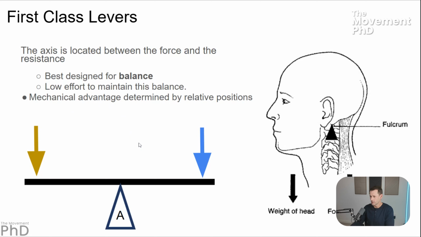Easy example of a first-class lever in the human body is the head. So in this case, the axis or the fulcrum is right behind the ear, and the force of muscle or the effort arm is your capital extensors, and the weight of the head is going to be the resistance. In this case, the mechanical advantage is slightly towards the weight of the head. So if you've been listening to my discussion here and you fell asleep, you probably noticed that your head tipped forward. That's because the weight of the head has a mechanical advantage over the force of the muscles.